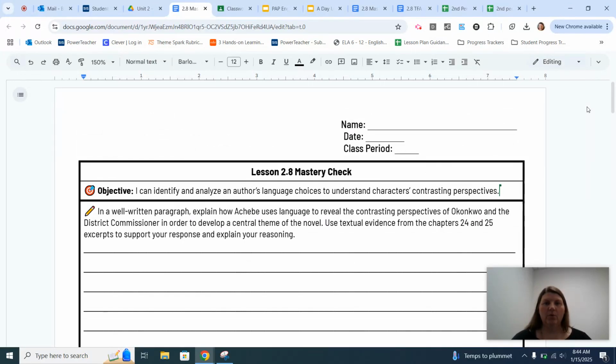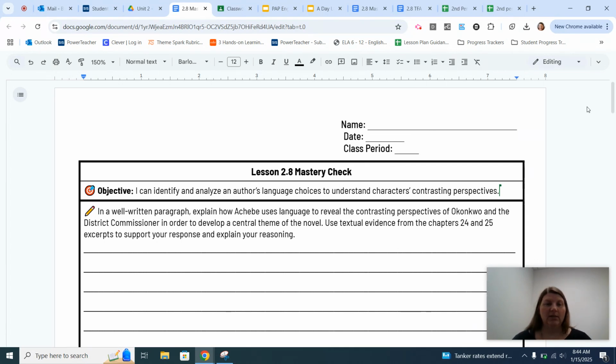In this video, we're going to go over the instructions for the 2.8 mastery check. Remember, our objective for the lesson is to identify and analyze how an author's language choices help us understand characters' contrasting perspectives. And we have already taken a look at the excerpts from chapters 24 and 25 and compared and contrasted Okonkwo's response to this cultural clash with the district commissioner's perspective.